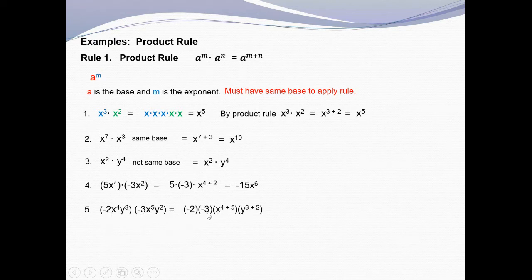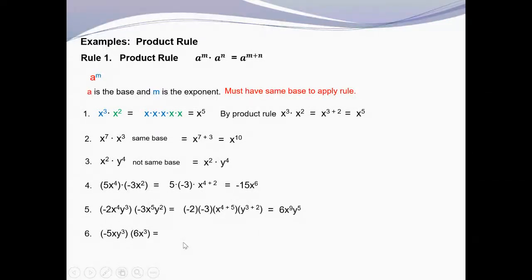So we get the negative 2 and the negative 3. We have x to the 4th and x to the 5th, right? They're the same base, so we're going to add them. We have y to the 3rd times y squared. They have the same base, so we're going to add those. We're going to add the exponents for the y and the exponents for the x. So negative 2 times negative 3 will give us 6. 4 plus 5 will give us 9. And 3 plus 2 will give us 5. And again, you can go from the original problem straight to the answer. And again, I'm just showing you the steps how to get the answer.